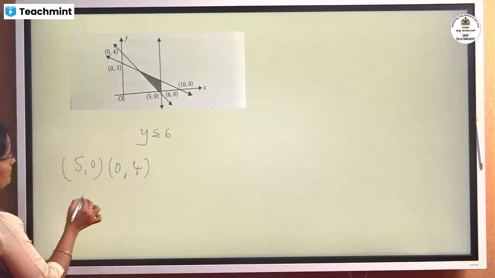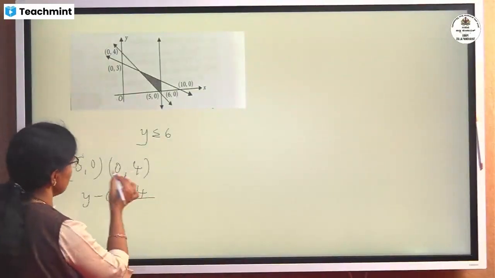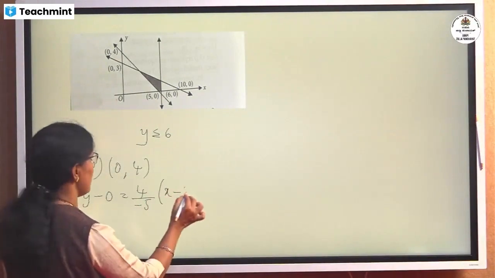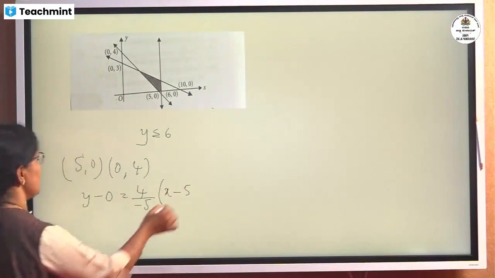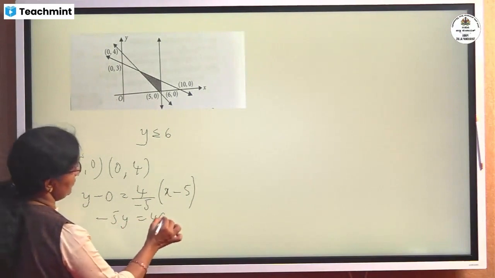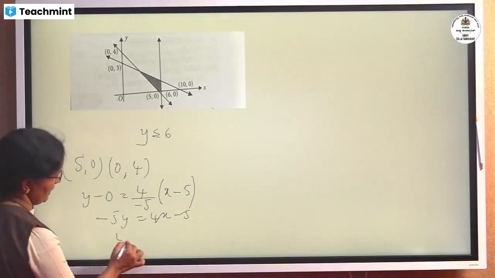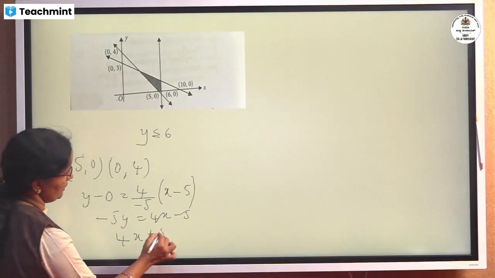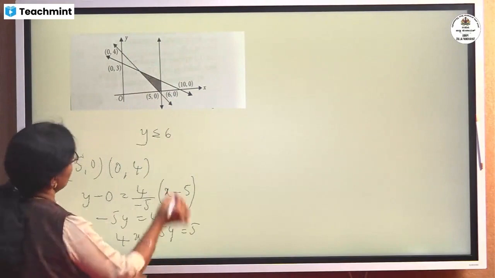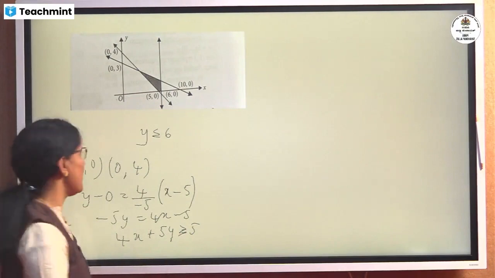You have to form the equation. So y minus 0 is equal to 4 divided by 0 minus 5, which is minus 5, into x minus 5. So minus 5y is equal to 4x minus 20, that is, 4x plus 5y is equal to 20. So this is the line without the origin as the solution. Therefore, it must be greater than or equal to 20 is the option.